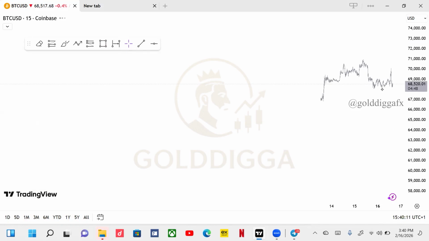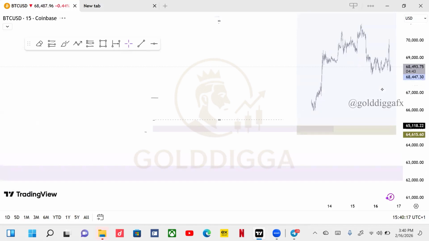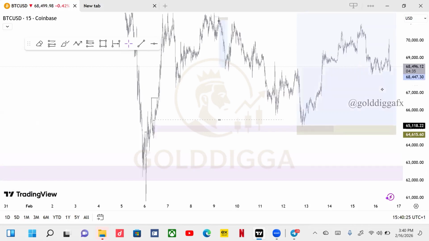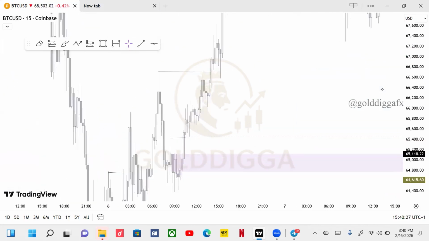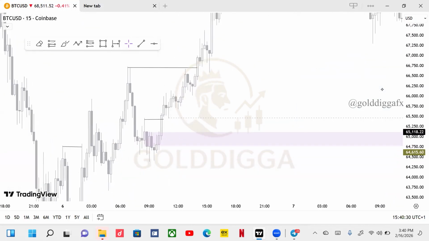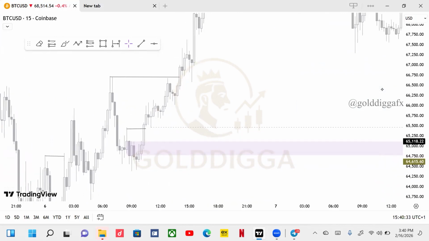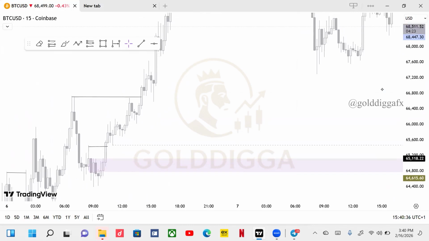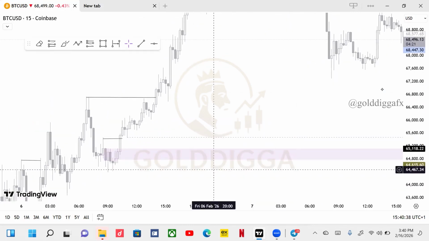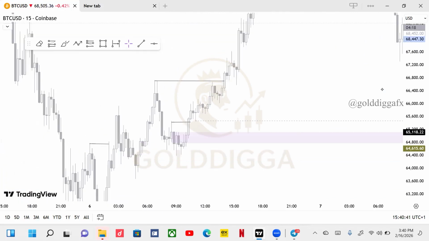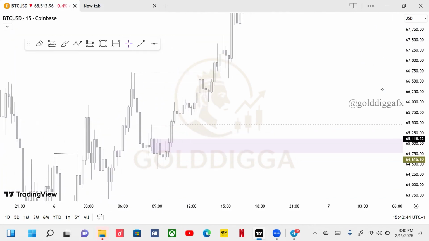So here, after seeing that, what I looked out for was this. You see inside this range, I looked out for the liquidity sitting inside the range, and this one here, my liquidity. And why did I pick this liquidity? Because I looked at this trend here, this mini downtrend we had on the 15-minute time frame.